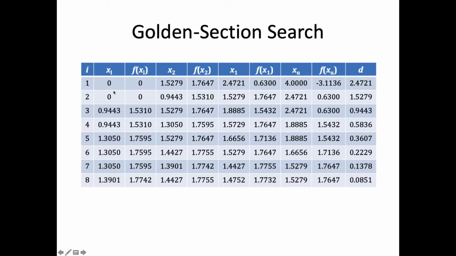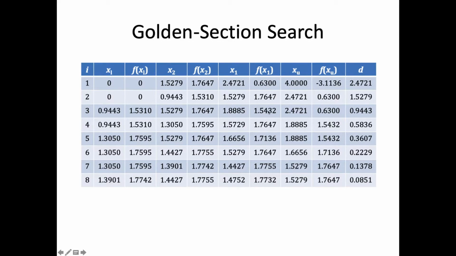In the second iteration, xl is still 0, but xu is now the former x1. Then using the golden ratio, we again get new values for x1 and x2. We evaluate f of x2 and f of x1. Comparing these two, we see that f of x1 is greater than f of x2. In this case, we replace xl with this new value x2. So in the third iteration, xl has the value x2 from the previous iteration, but xu still has the same value as before. We again determine x1 and x2, and evaluate f of x1 and f of x2.